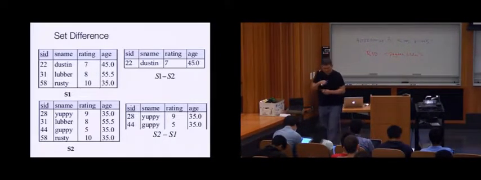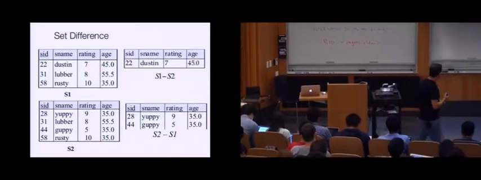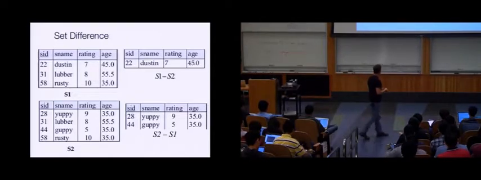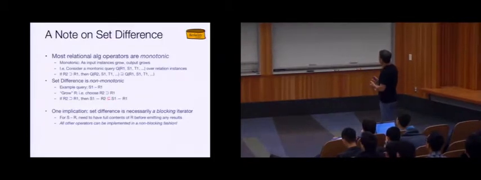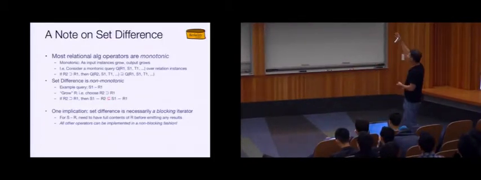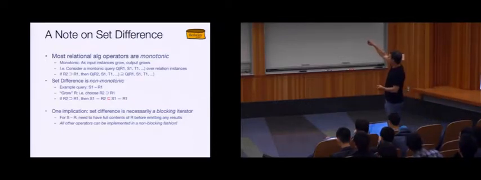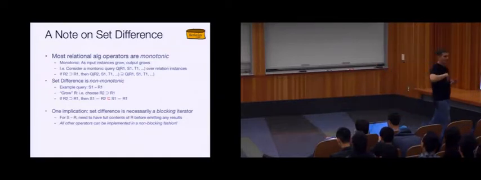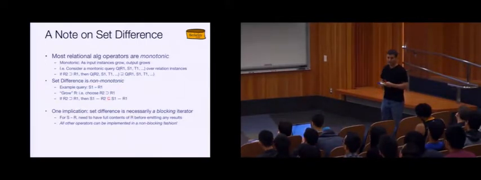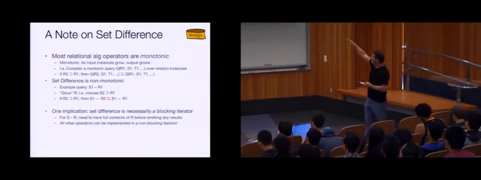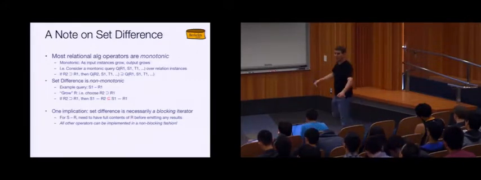Set difference is funny. Almost all the relational algebra operators, except set difference, are what's called monotonic. What that means is that as the inputs grow, the outputs grow. Another way to say that is, if you take a query Q over some table instances R1, S1, T1, and you replace one of those with a bigger instance, R2, that has some extra tuples in it, the output will be a superset of the output on the smaller input. So as we inserted things into R, the result of Q got bigger, set-wise. That's the monotonicity property of these operators.